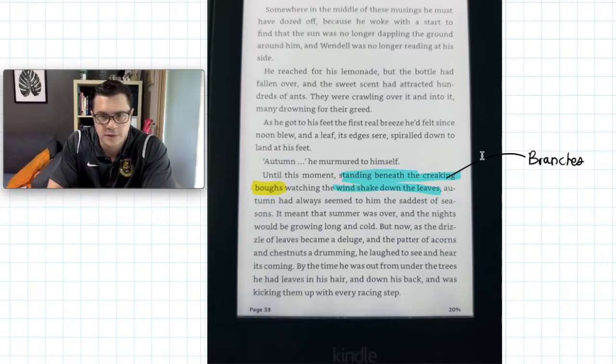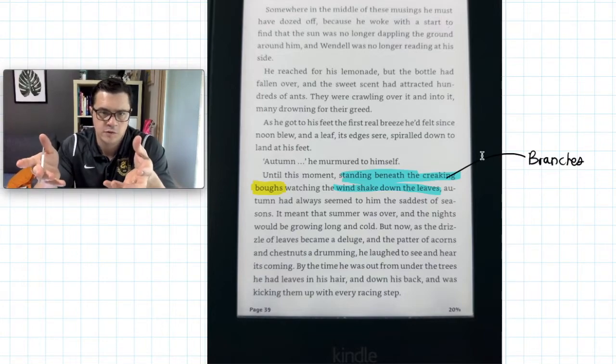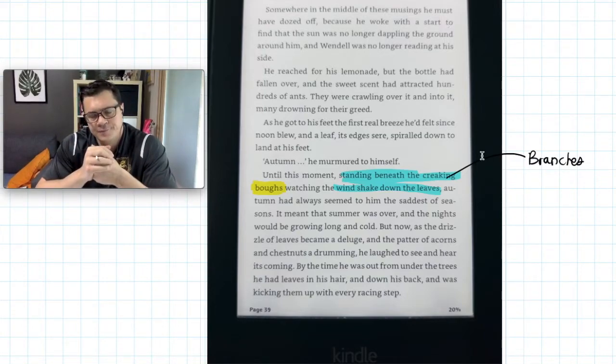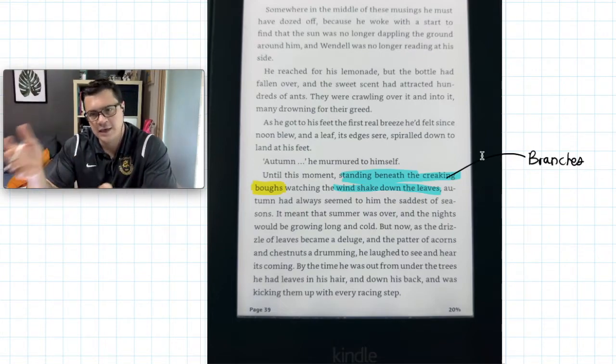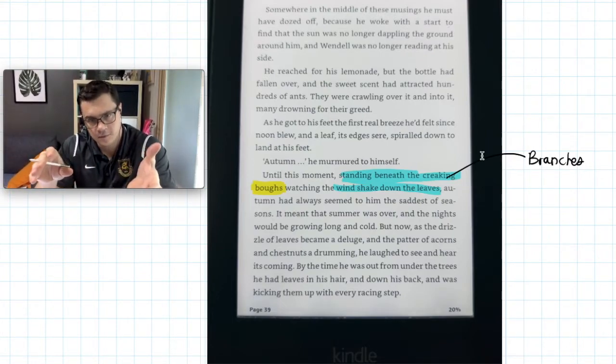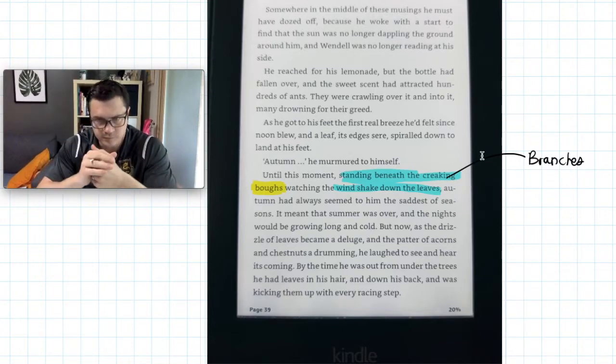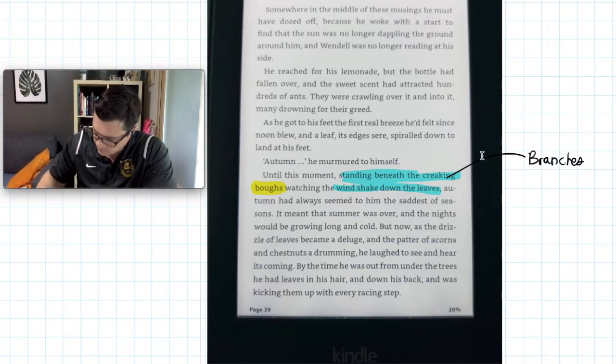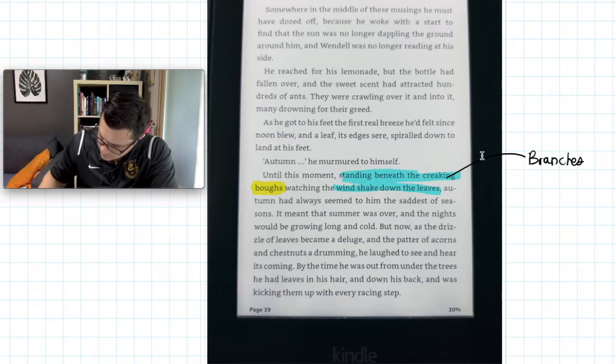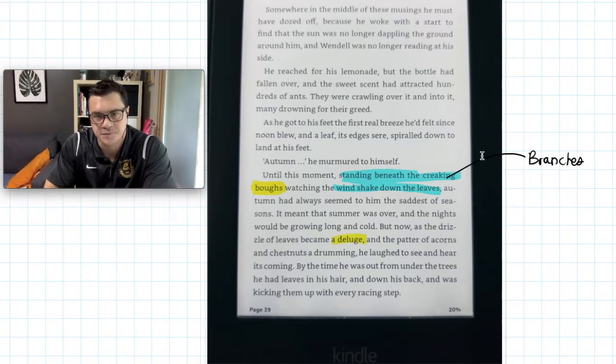Branches. Okay, so in that example, I used what I know about the book so far and the words surrounding the unknown word, and I make a guess. And then later I check it out. I see, yes, that's right. Boughs are branches.